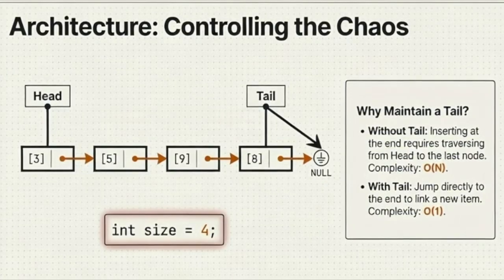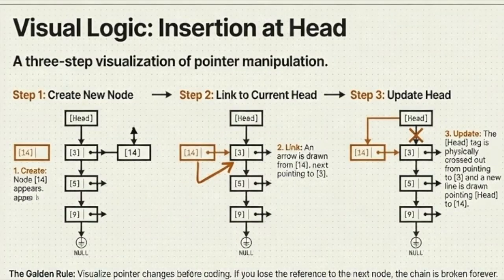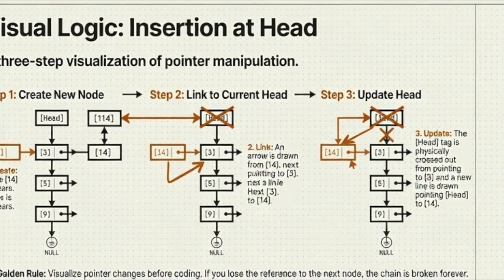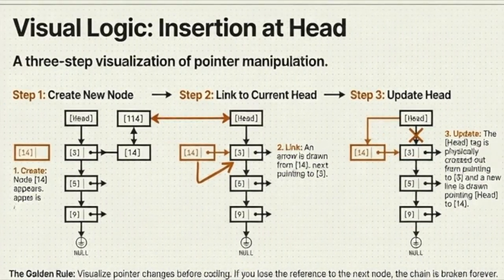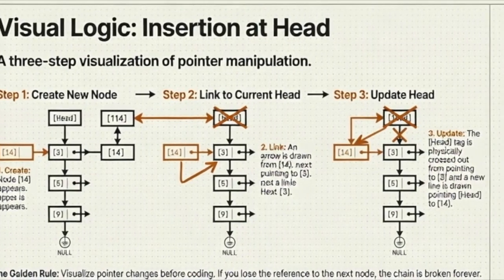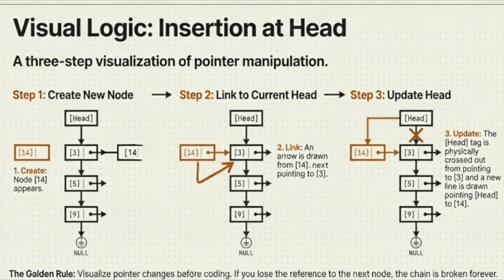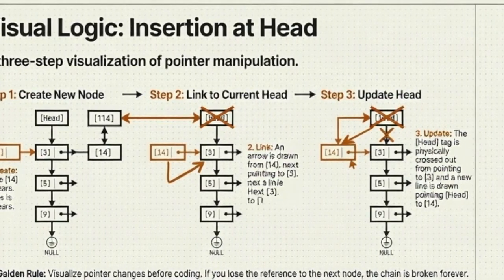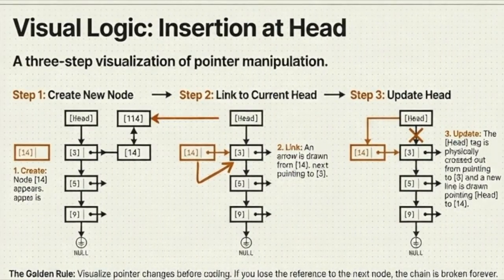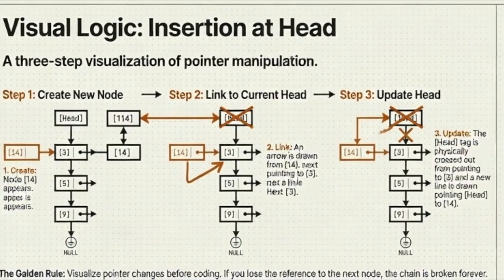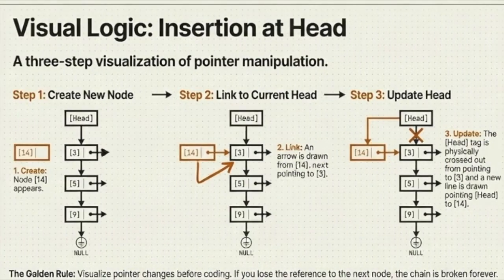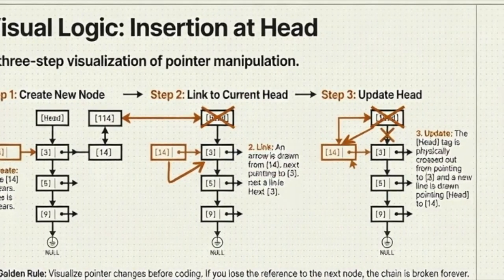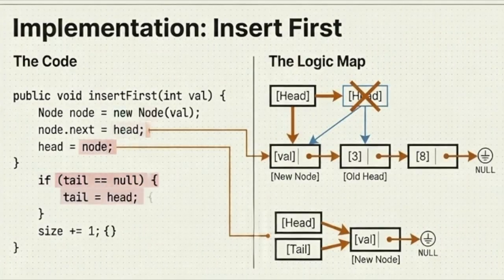The golden rule of linked lists is this: visualize pointer changes before coding. If you write code blindly and lose the reference to the next node, the chain is broken forever. Let's visualize inserting at the head in 3 steps. First, create: a new node appears, let's say with value 14. Second is link. Draw an arrow from the new node pointing to the current head, that is node 3. Third is update. Only after linking do we move the head tag to point to our new node, that is 14.